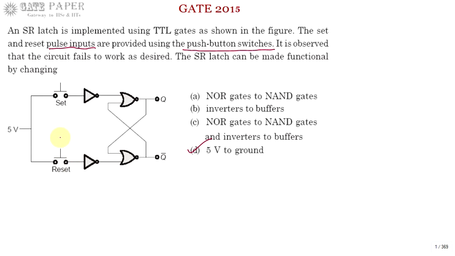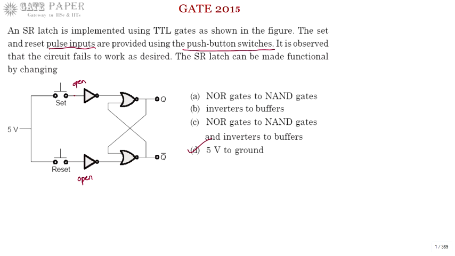Otherwise, if you are not pressing, then what is the operation? Then this point and this point are not connected, and this point is under open condition. So the input of the inverter is under open condition. Remember this, it is very important. If you are using a normal on-off switch, if it is on, it is connected to 5 volts. If it is off, definitely it is connected to 0 volts. If it is not on, it is at 0 volts. If it is not off, it is connected to 5 volts.